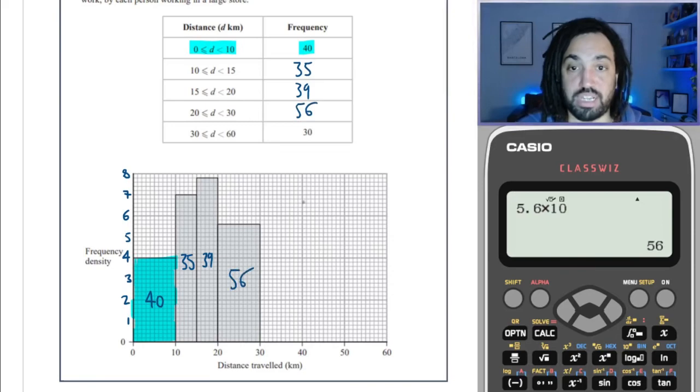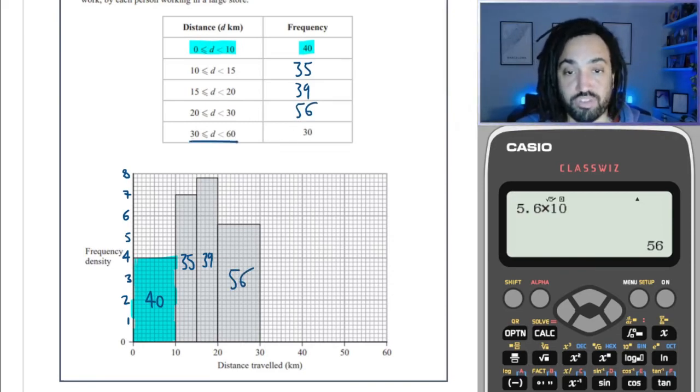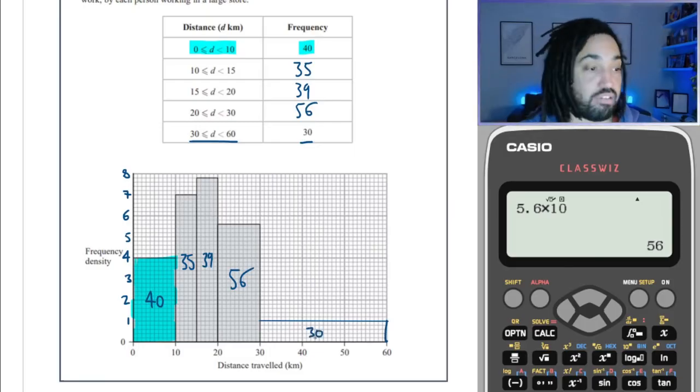Okay, and then finally we need to draw the last one on. So it has a width of 30 and it has a frequency of 30, so 30 divided by 30 is 1, so it's going to go along at 1, and it's going to go all the way from 30 to 60, and that is an area of 30.